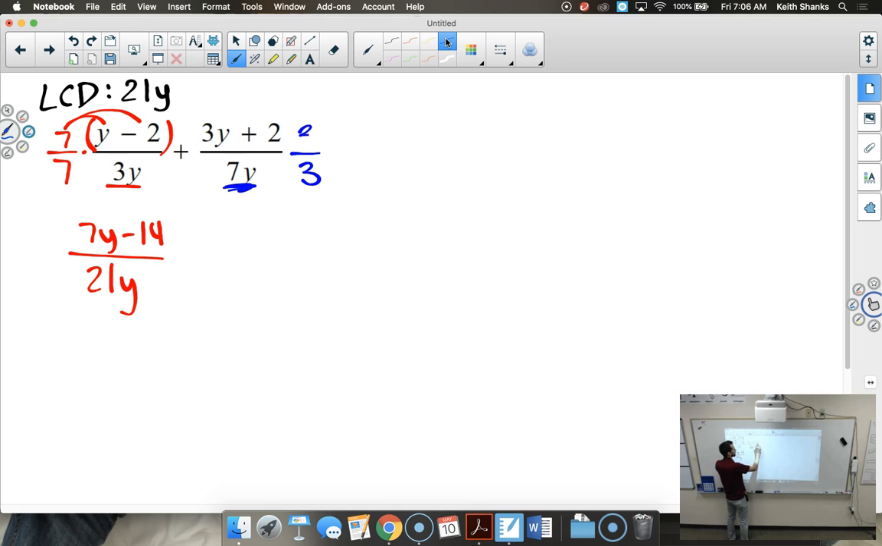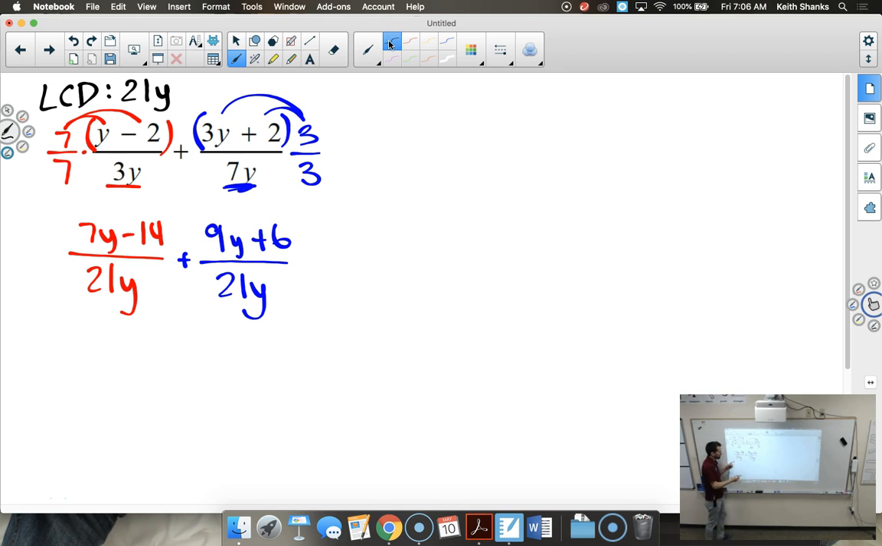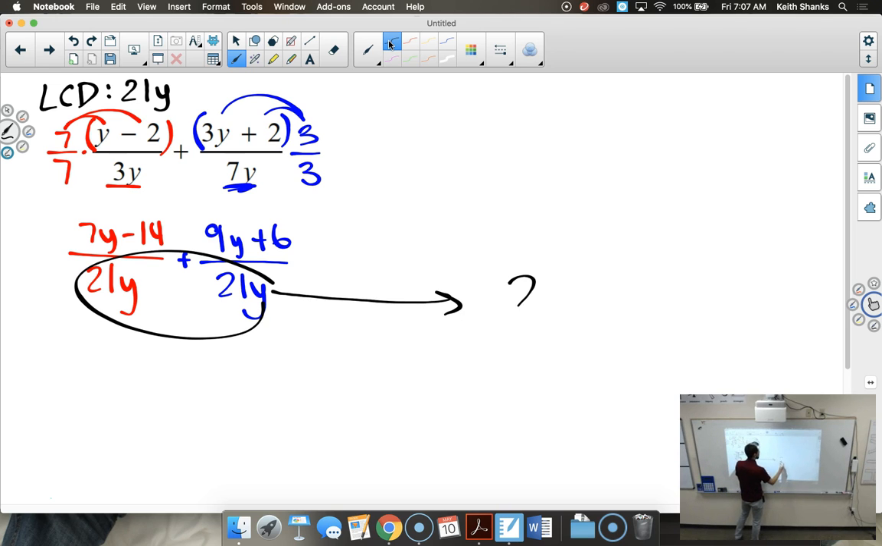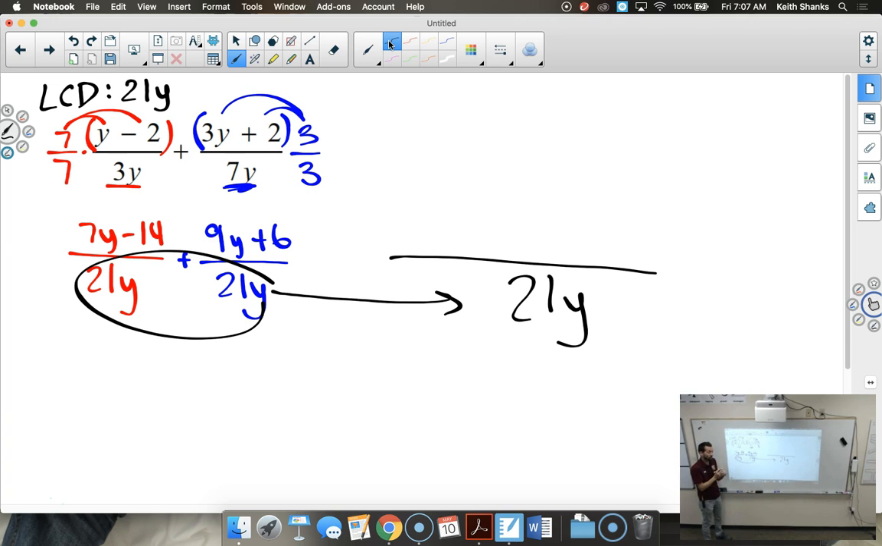and I'm going to do again 3 over 3. So I have plus 21y, and then distributive property here also. You've got 9y plus 6. Again, when you do this, really the bottom doesn't matter anymore. Now that they're the same, you're going to do 21y, and you're combining the top, just making sure you put together all the like terms.